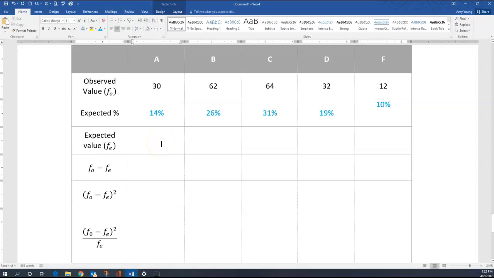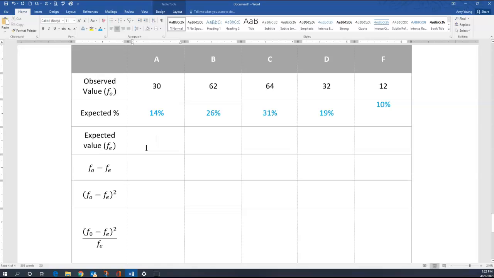Now, it didn't tell us in the problem how many grades it was looking at. So before we start, what I need us to do really quick is add up all of our observed values so we know what our sample size is. So we've got 30 plus 62 plus 64 plus 32 plus 12, and we get that we have 200 observed grades. So that is going to be how we figure out our expected value.